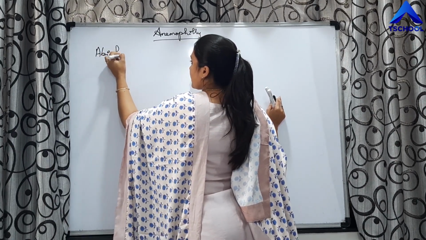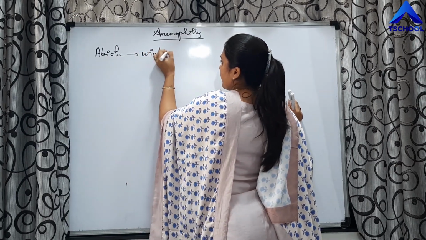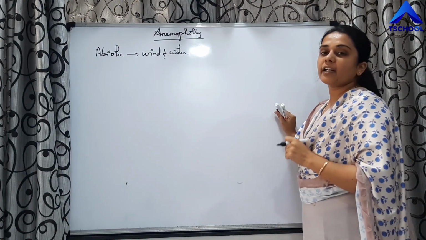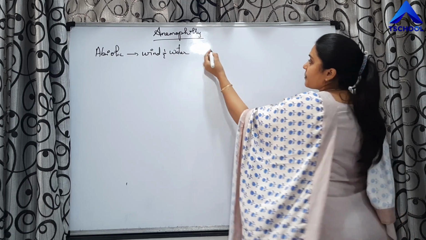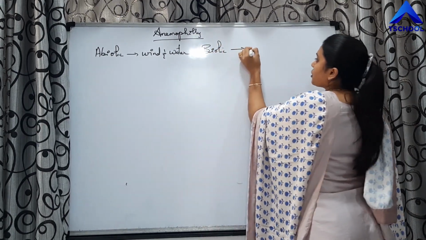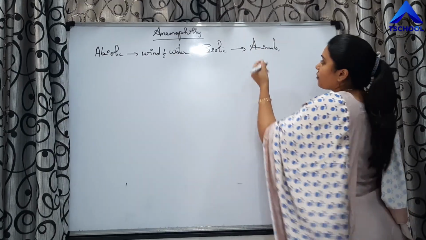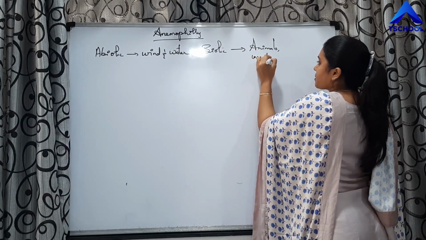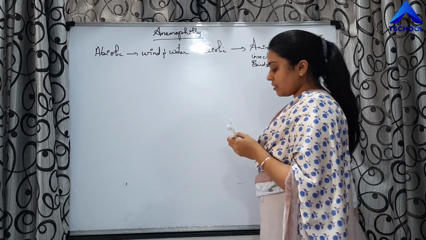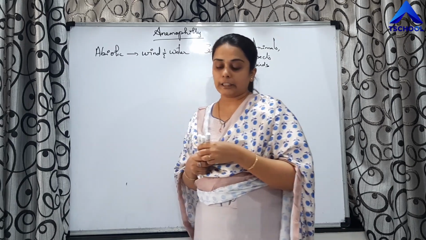So abiotic components include wind and water, right? Those are the abiotic agencies which will help in pollination, and biotic agencies will include animals. So they can be different kinds of animals, insects, birds. These are all the biotic agencies, biotic components which will help in the pollination.